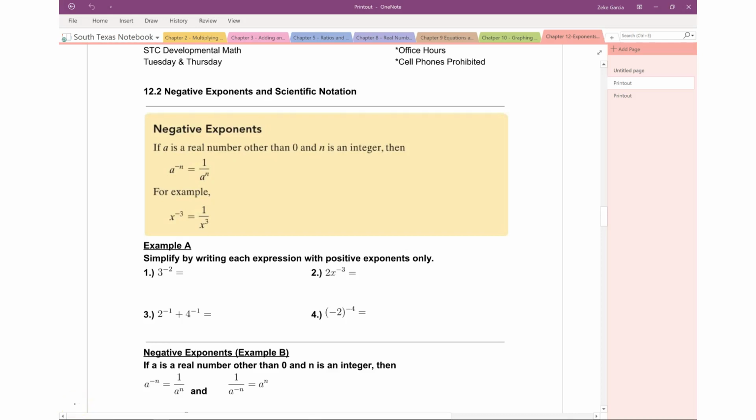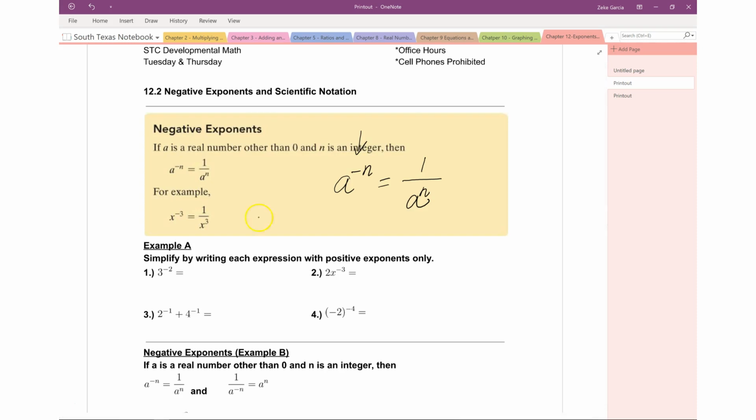This lesson is chapter 12.2, Negative Exponents and Scientific Notation. I want to express to you that we have negative exponents. Now, the negative indicates that a to the negative n is going to take the form of a reciprocal of a to the n, which is 1 over a to the n. And since we did the reciprocal, the negative will just become positive, so it's a to the n.